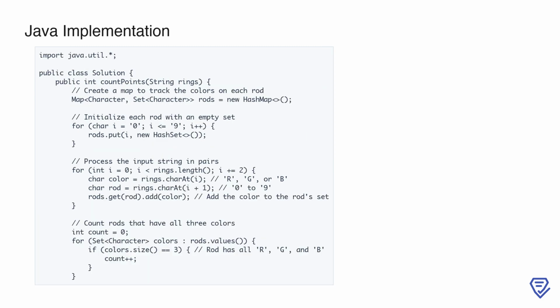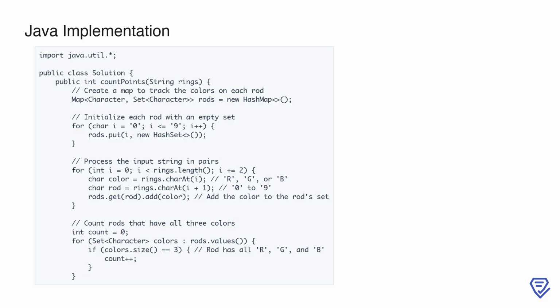Here, we start by importing the necessary libraries and defining our solution class. The goal is to determine how many rods have all three colors, red, green, and blue. To achieve this, we use a hash map where the keys are the rods, represented as characters from 0 to 9, and the values are sets that store the colors associated with each rod. We initialize the map by assigning an empty hash set to each rod.